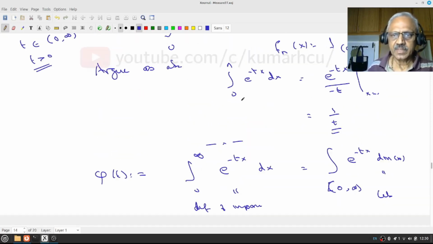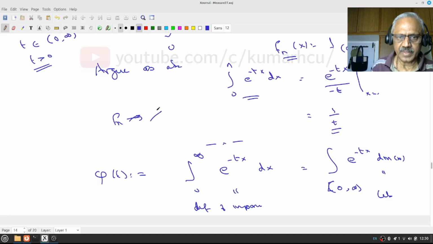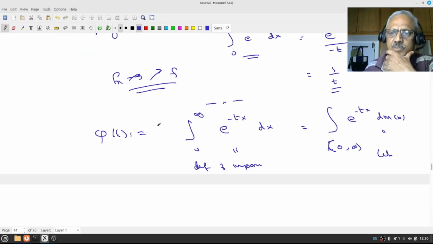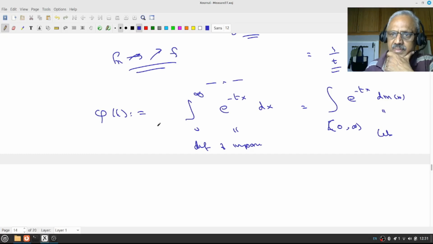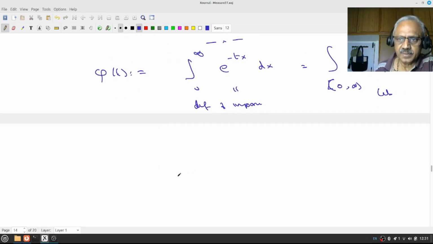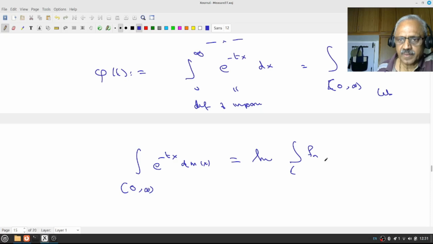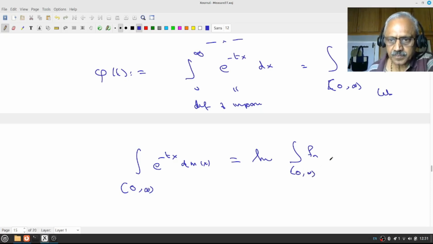What we did was, at each x, this sequence f_n converges to, in fact monotonically increases to, f. Therefore I can use the monotone convergence theorem. Are you following? The integral from 0 to infinity of e^(-tx) dm(x) is equal to the limit of the integral of f_n over 0 to n. This is actually the Riemann integral from 0 to n of e^(-tx) dx.